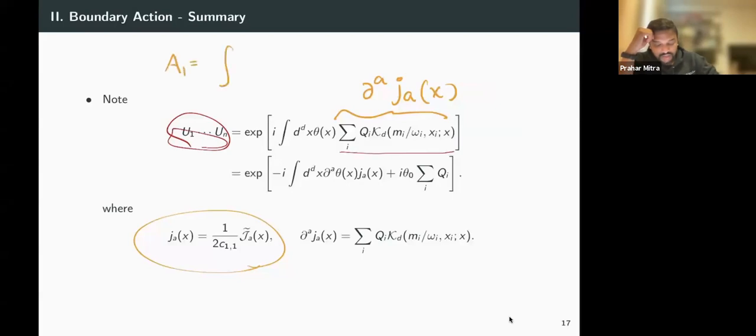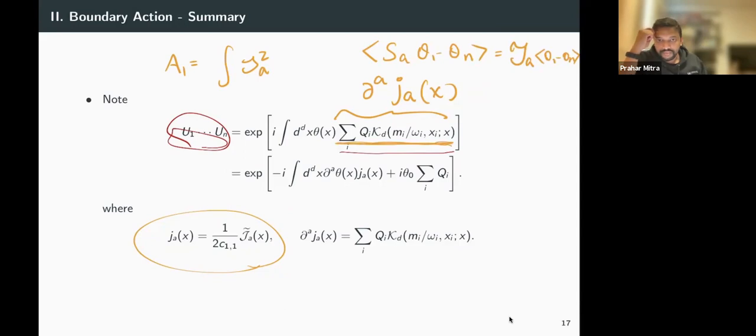Remember, A1 was the integral of J tilde, J squared, curly J squared. It also showed up in the soft theorem. S^A of O1 to ON is precisely J^A, right? So it's showing up all over the place. So this quantity in the bracket is precisely this del_A J^A. And then I can do one more step where I integrate by parts. This derivative I integrate by parts. I have to keep track of the zero mode of theta, which simply gives me the sum over charges. As we'll see, this integral over the zero mode will give me charge conservation.